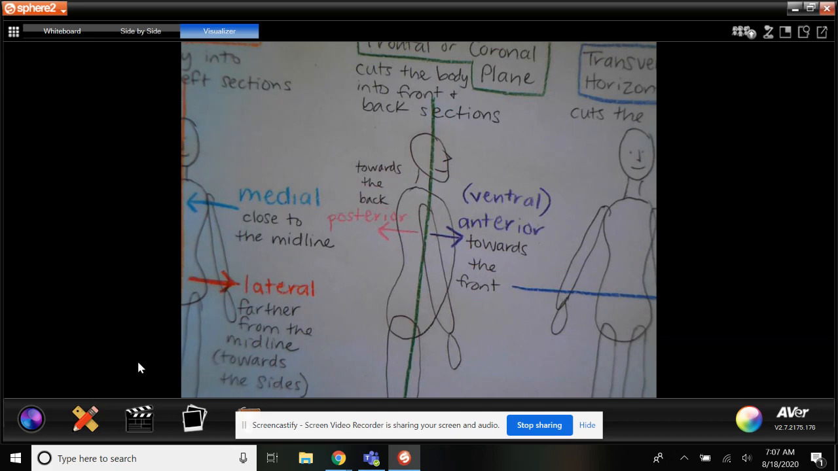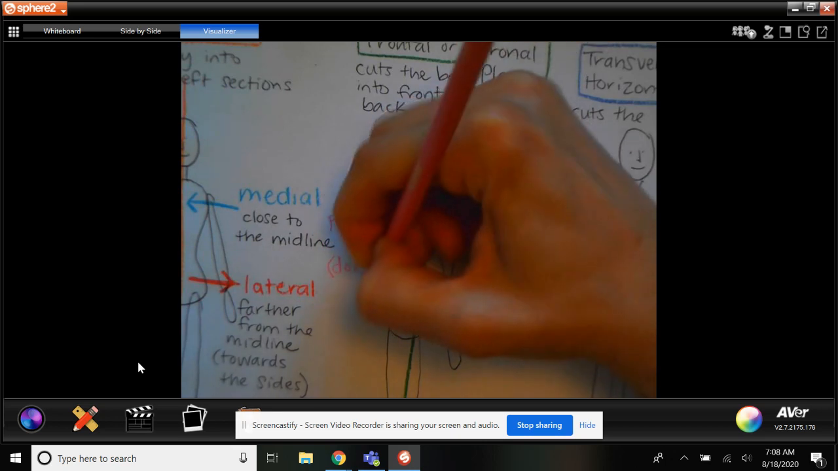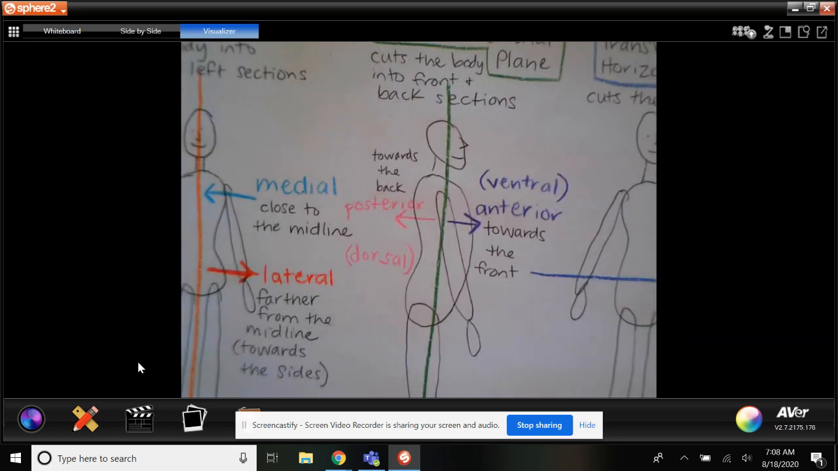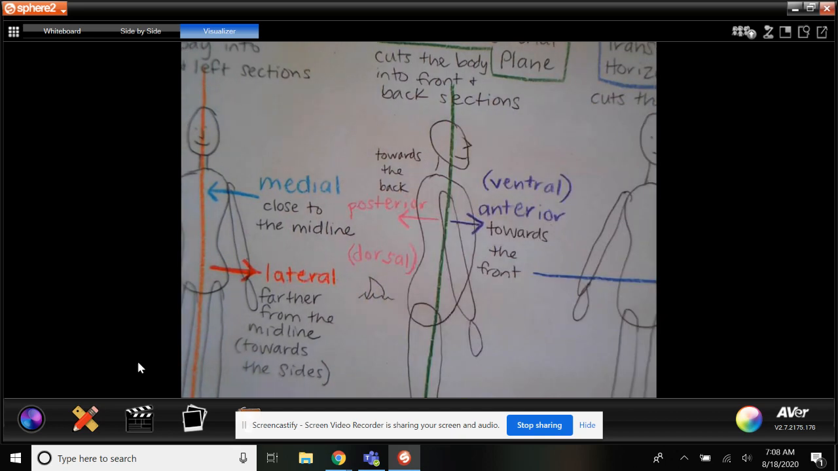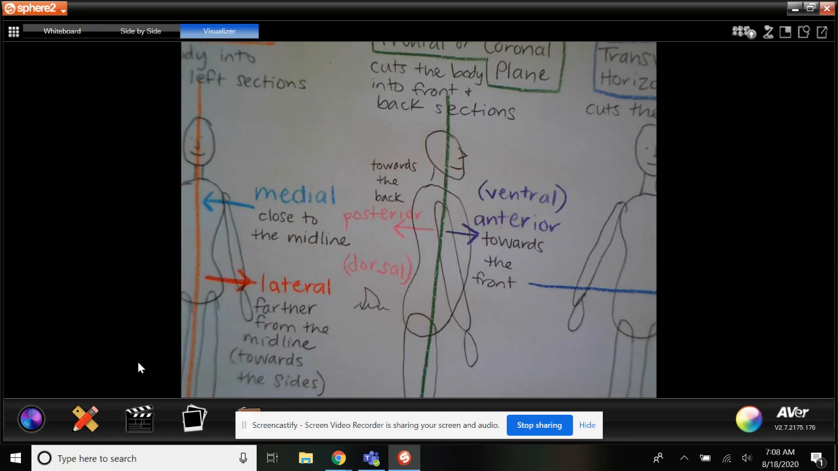And the back side of the body, the other word for that is dorsal, D-O-R-S-A-L. And when I think of that, I think of a shark's dorsal fin, which is on the back of the shark. So dorsal, back, ventral, towards the front or towards the belly, el vientre in Spanish, and posterior and anterior. Those words all go with this picture for our frontal or coronal plane.